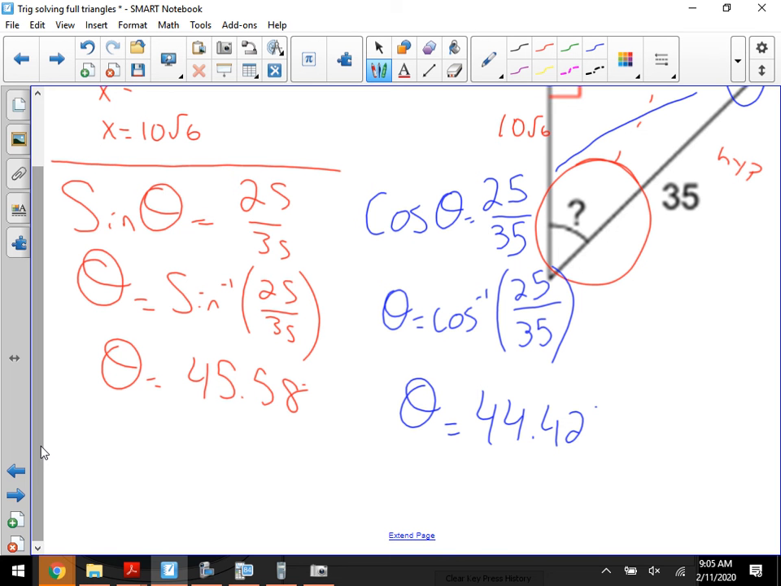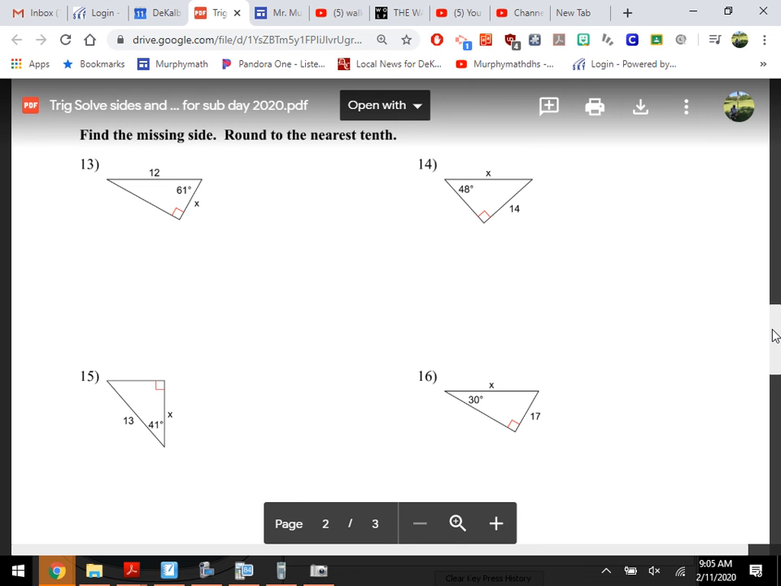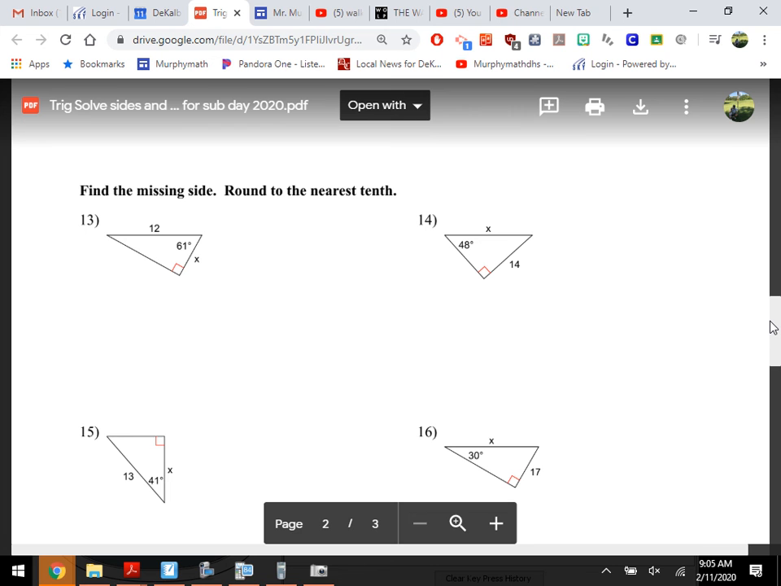Let's try one where you had to find a side of the triangle. Those are actually a little bit easier. If we go back to the sheet, I think those were the problems towards the end. So let's look at number 14 real quick.